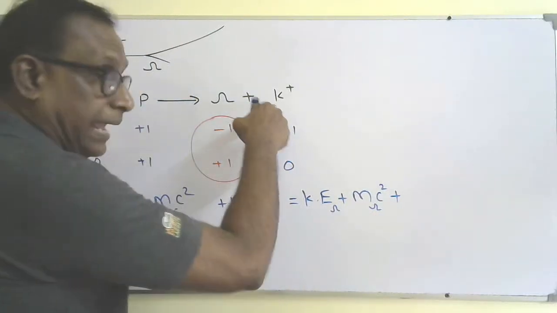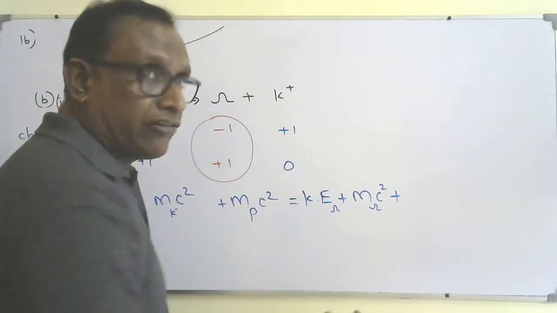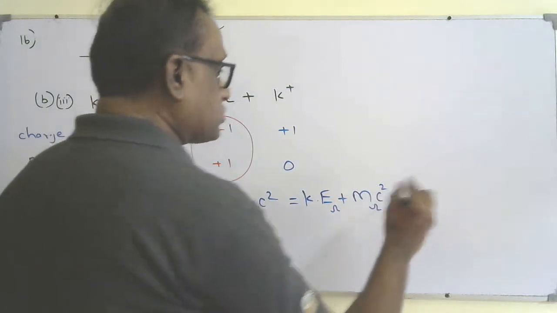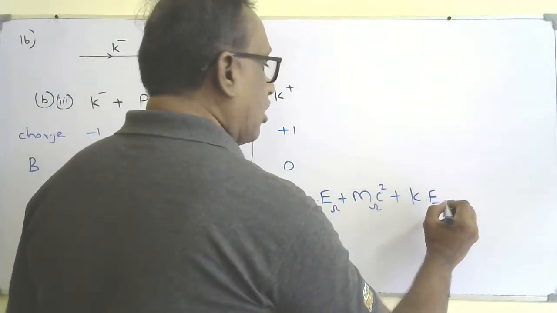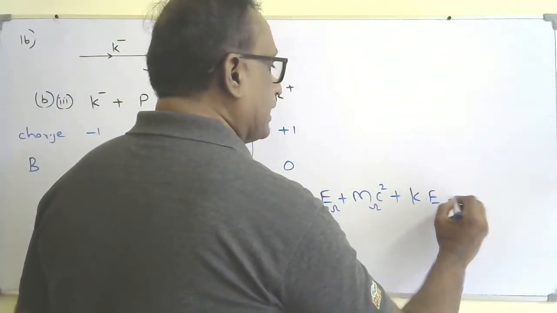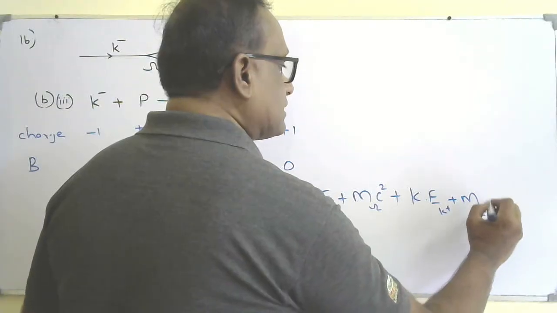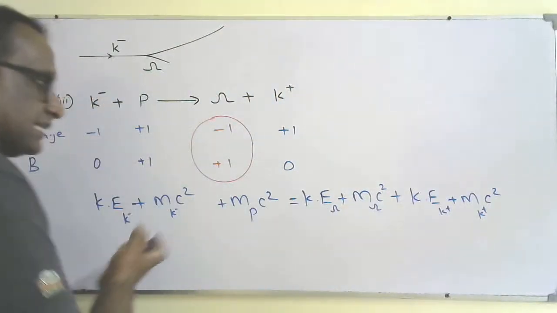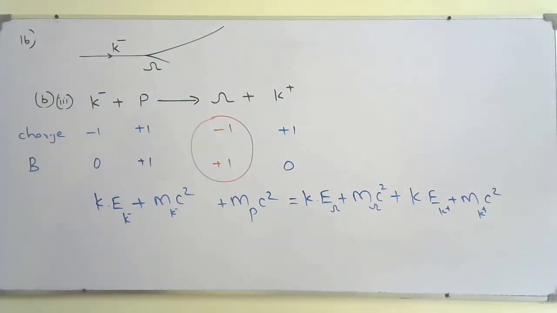In the same way, K plus has kinetic energy. After creation, it would have motion, so kinetic energy of K plus and mass of K plus c squared. So this is the conservation of total mass energy in this interaction. We had to write this in words. I'll write the answer. The next thing is about the momentum.